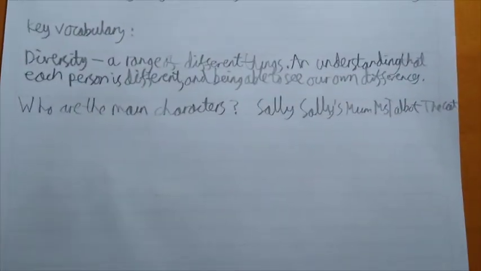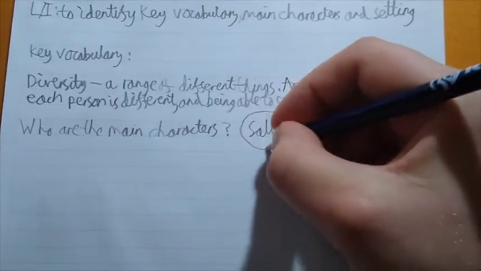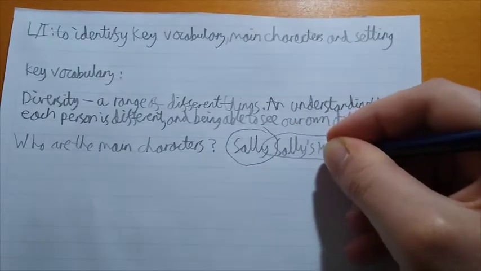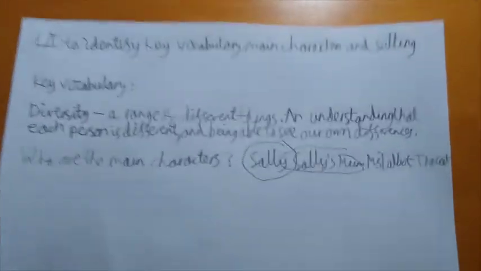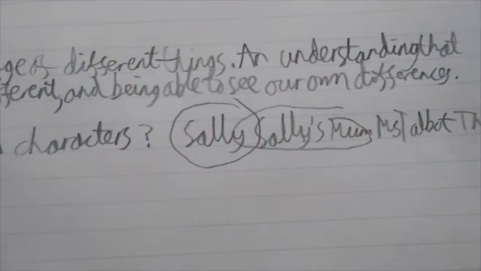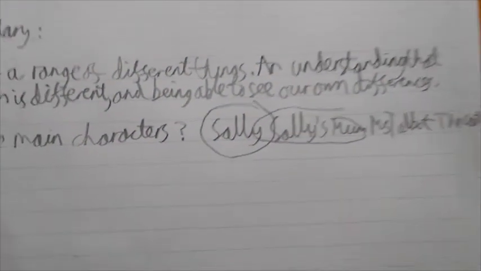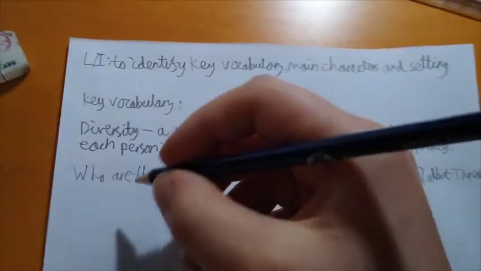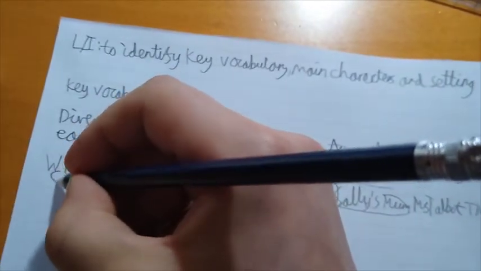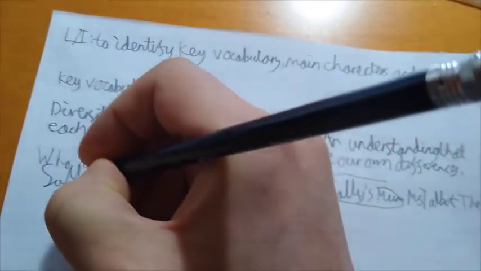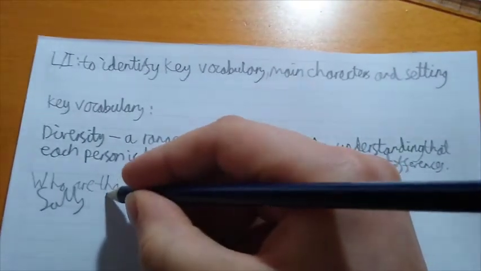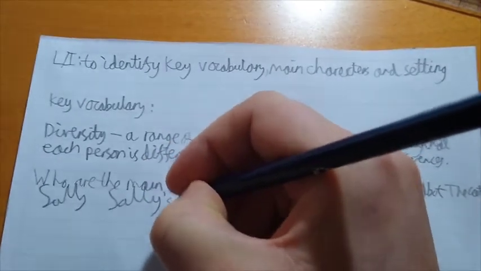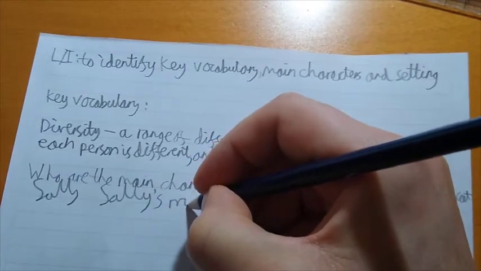So the main characters here, Sally and Sally's mum. So even though the book has mum spelt M-O-M, we prefer to spell it M-U-M. So the two main characters are Sally and Sally's mum.